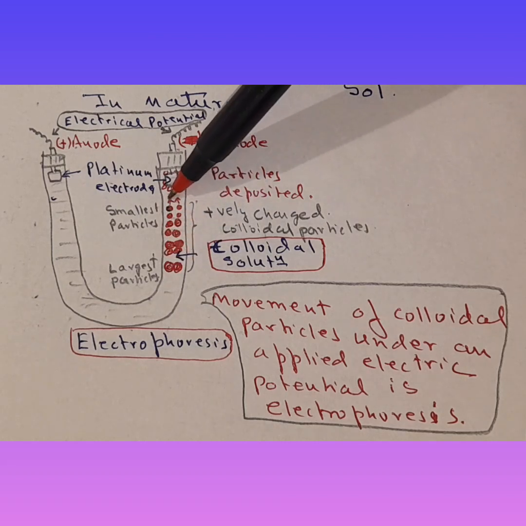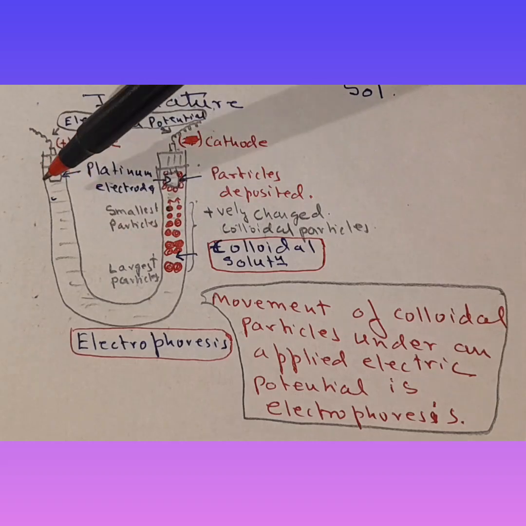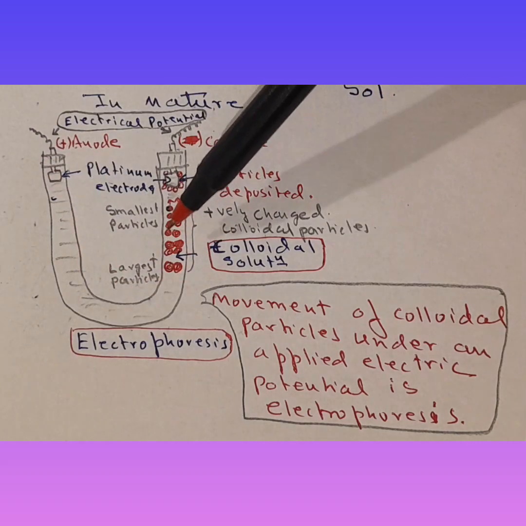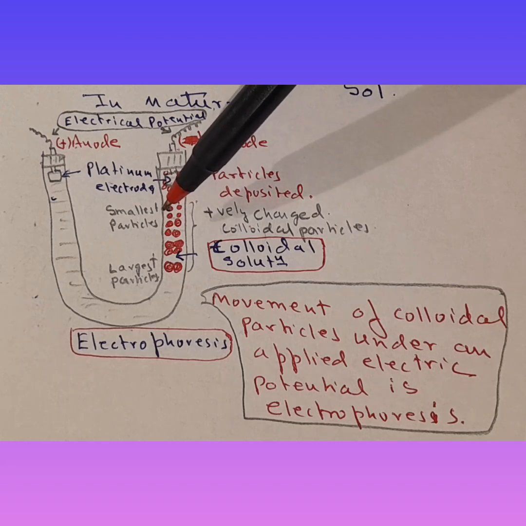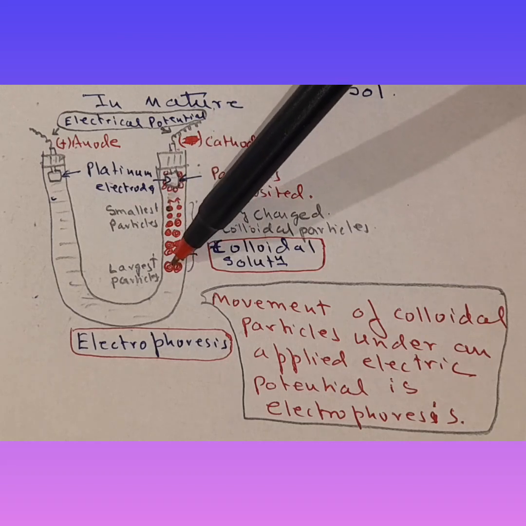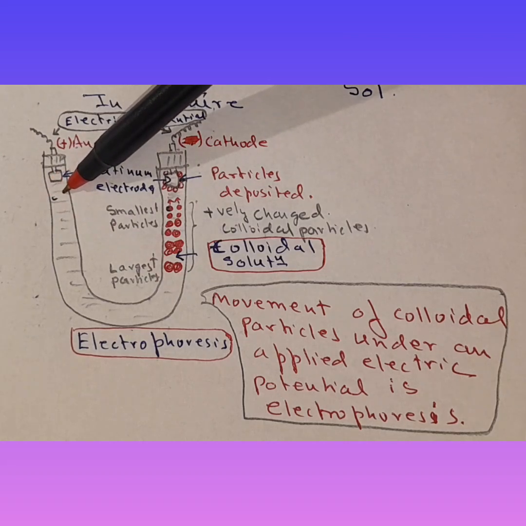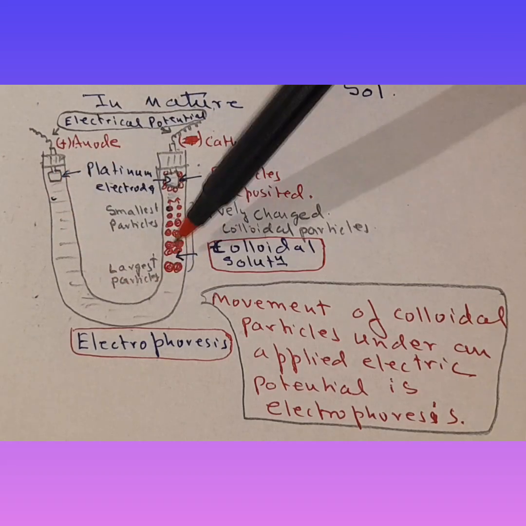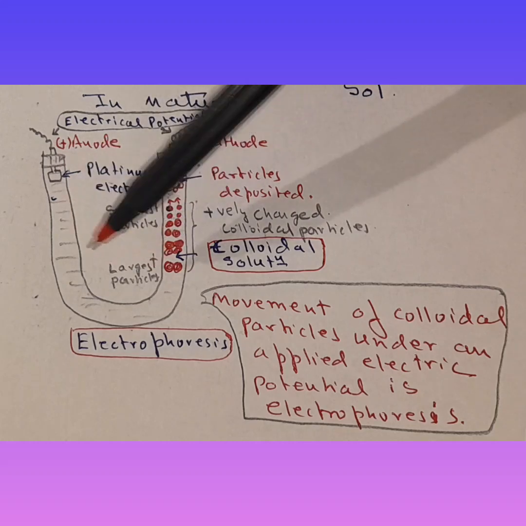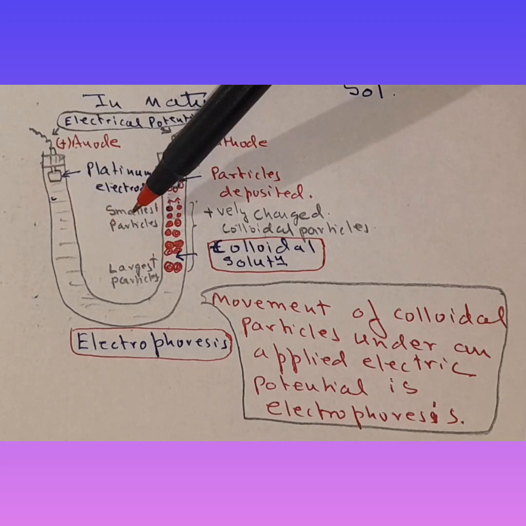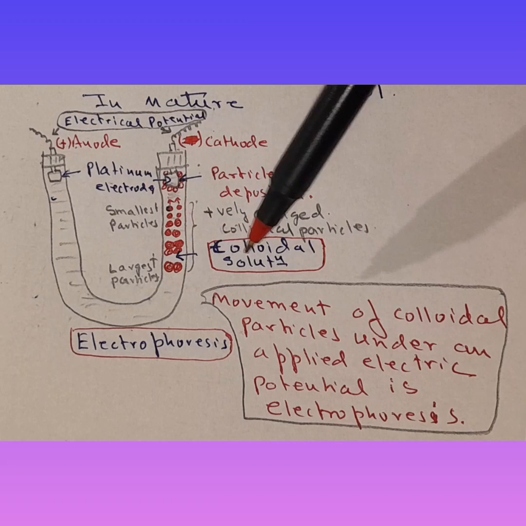Alright, so this way, by electrophoresis, not only are colloidal particles separated as per particle size, but also the dispersion medium is on the other side, and the particles are on this side. So again there is a separation. Alright, so what is electrophoresis?